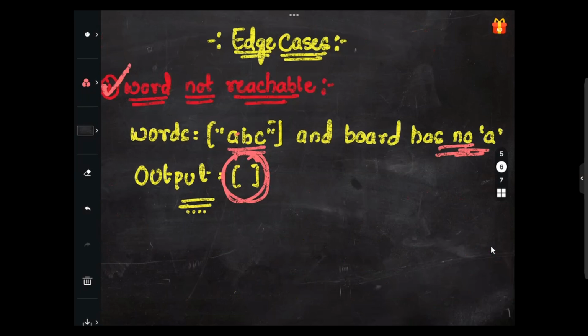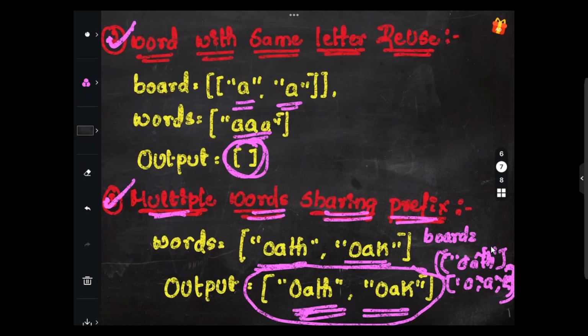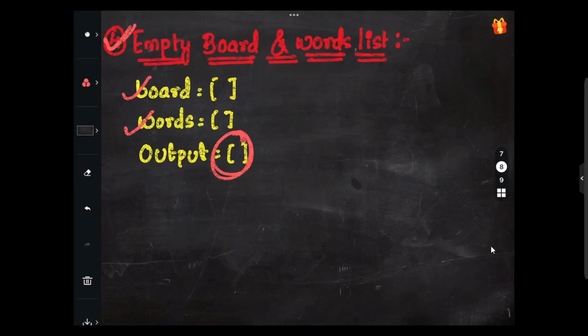The first edge case is for the word not reachable. The second edge case is for the word with same letter reuse. The third edge case is for multiple words sharing a prefix. The fourth edge case is for an empty board or words list. I hope these edge cases are completely clear, right? So we are completely familiar with the approach as well as the edge cases, and we are good to write the code. Let's start writing the code.